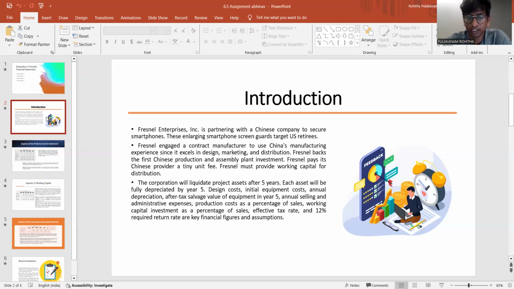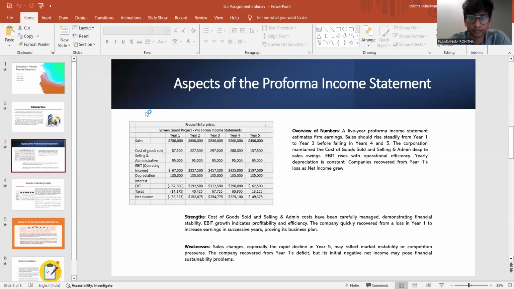Design cost, initial cost and capital investment as a percentage of sales I have explained in the next slides. The next slide is about aspects of the pro forma income statement. As I mentioned in the table, I just mentioned the sales, cost of goods sold, selling and administrative, EBIT and depreciation, interest, EBT, taxes and net income. I got the numbers here, and I got strengths and weaknesses as explained above.